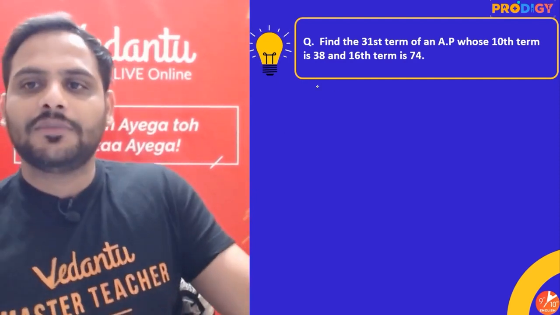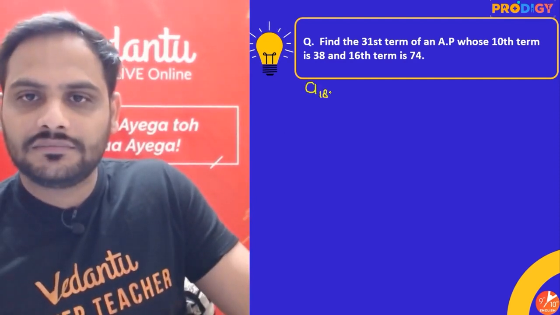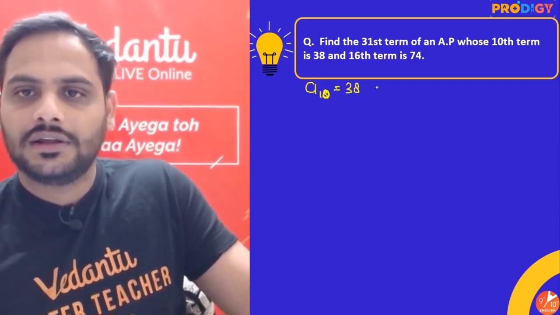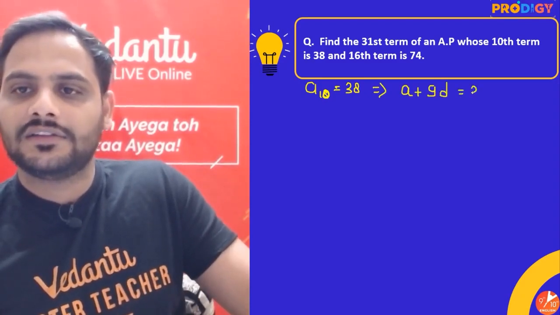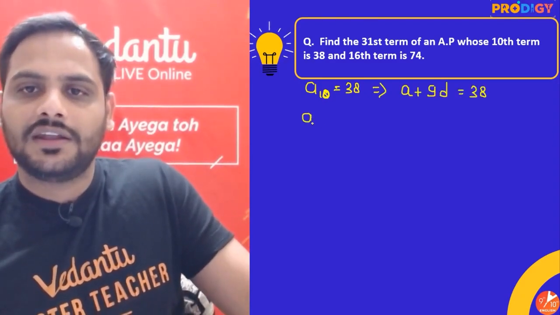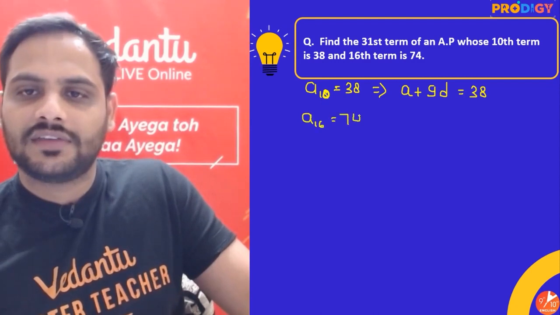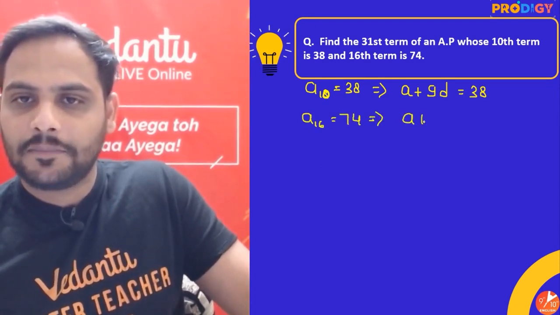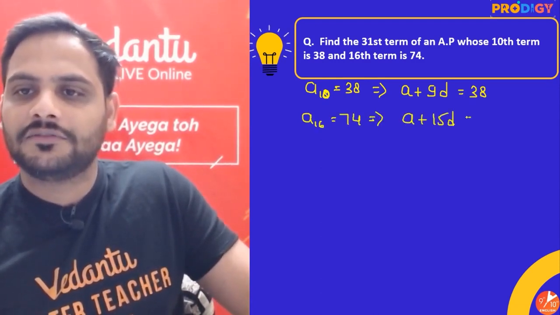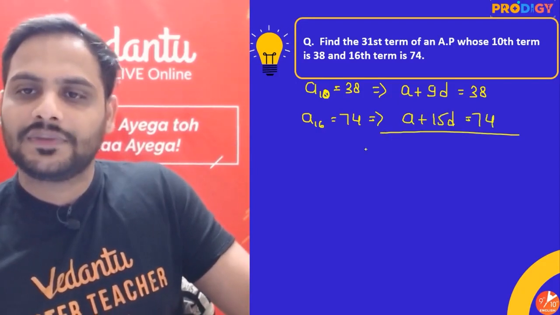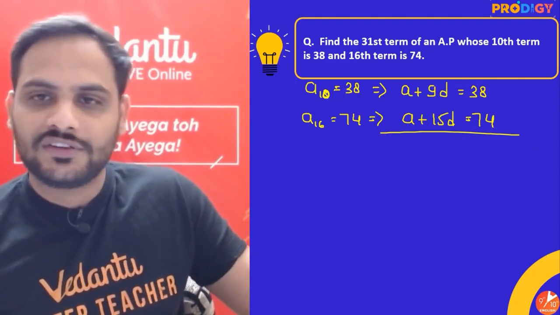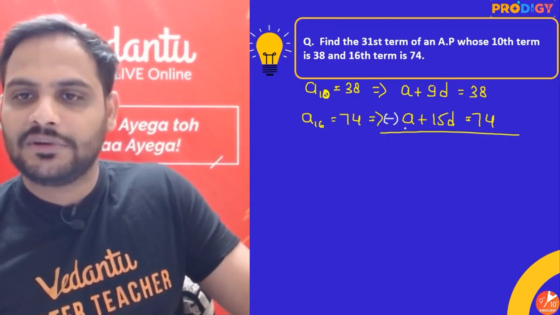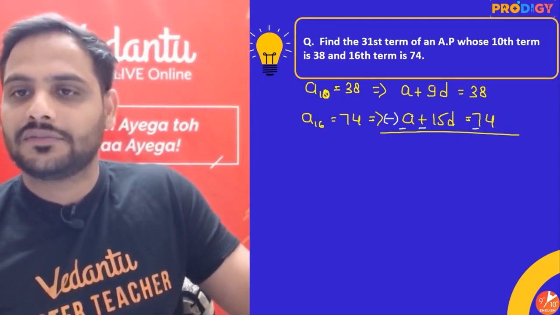So the information is 10th term is 38, which I can write as a plus (10 minus 1) is 9d is equal to 38. Second, they are saying 16th term is 74, which I can write as a plus (16 minus 1) 15d is equal to 74. So I have got linear equations in two variables, right? Two equations. Let's subtract both, elimination method.